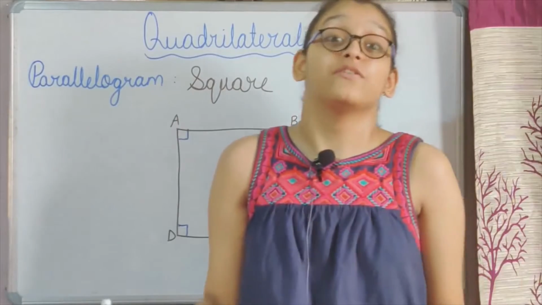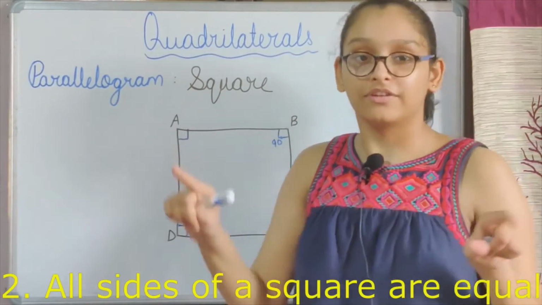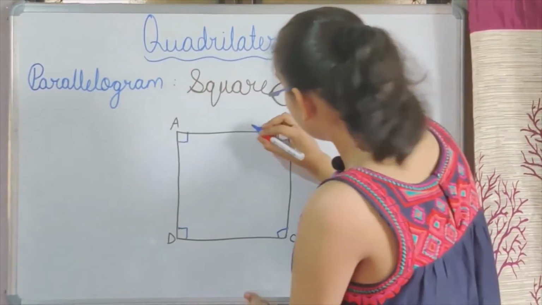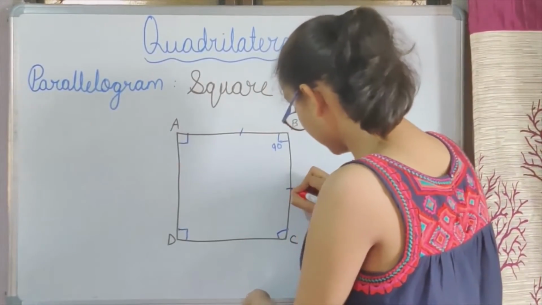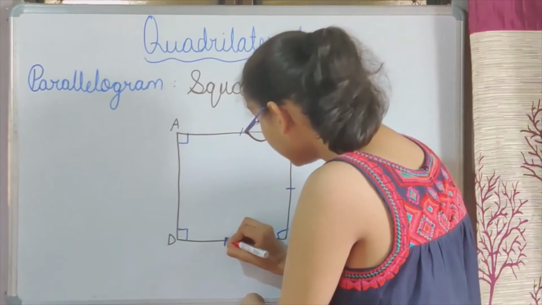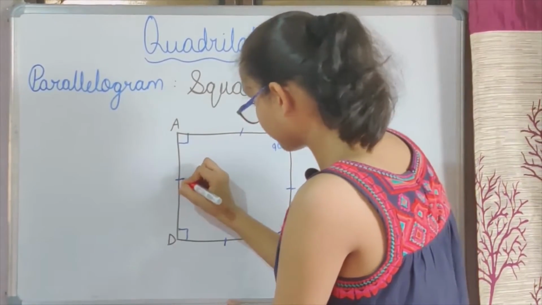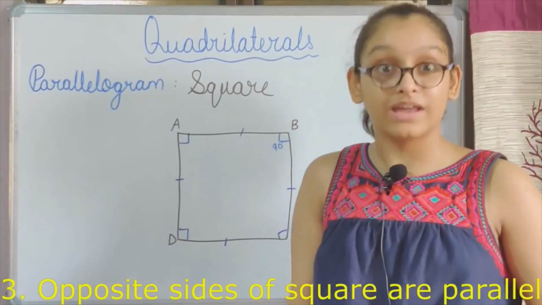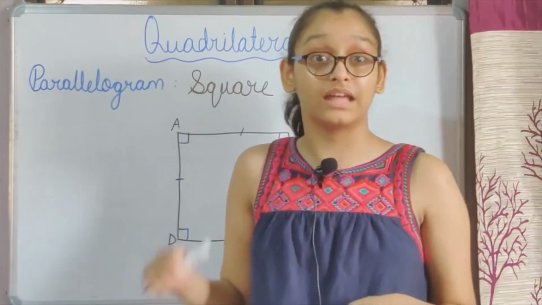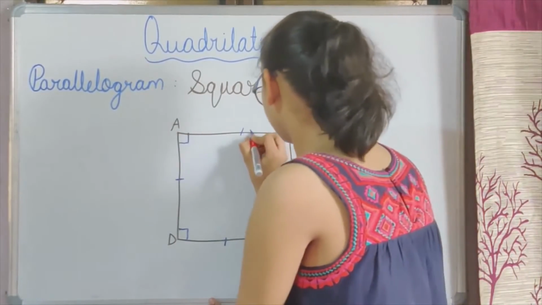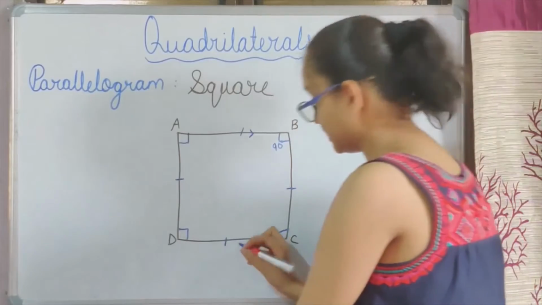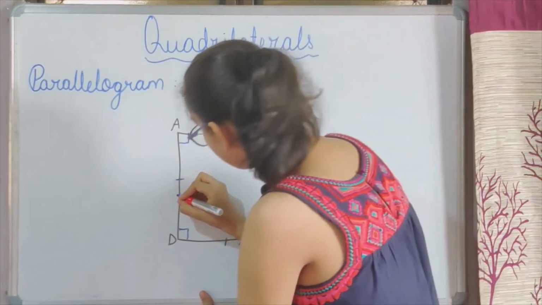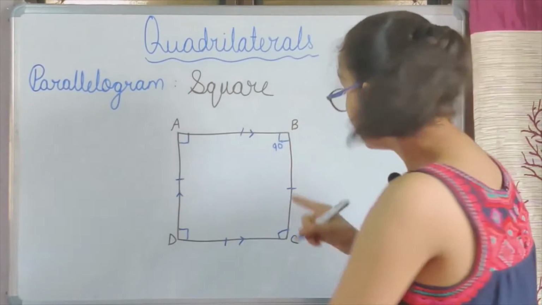The next property of square is that all of its sides are equal. This means that side AB is equal to side BC is equal to side DC is equal to side DA. The next property of square is that opposite sides of a square are parallel. This means that side AB is parallel to side DC and side DA is parallel to side CB.